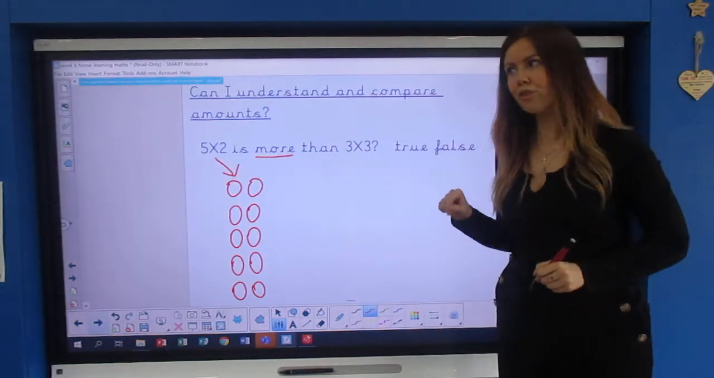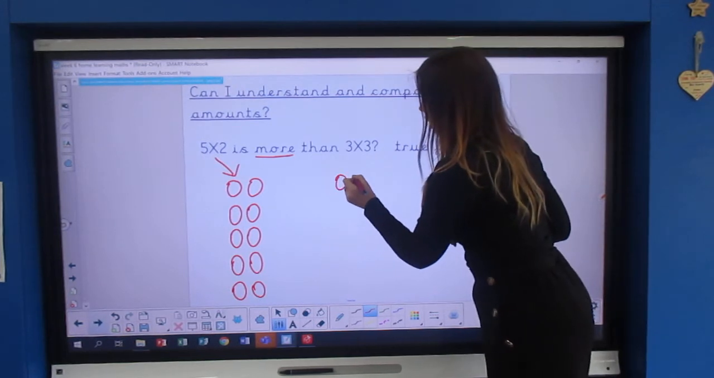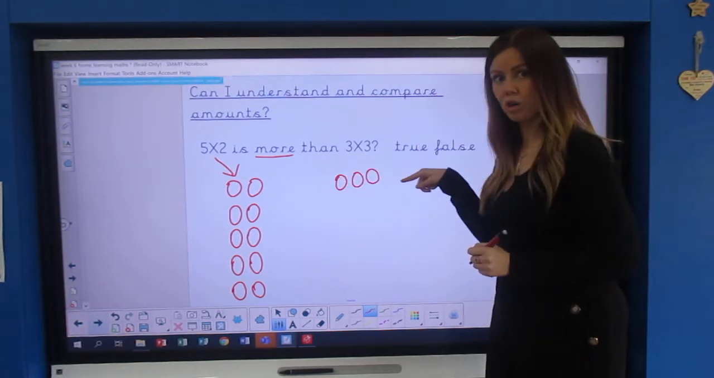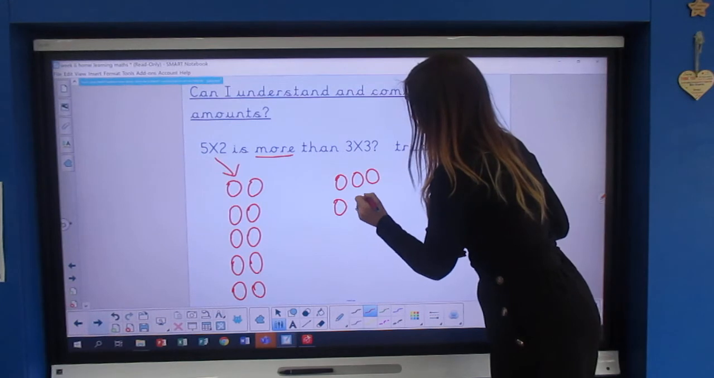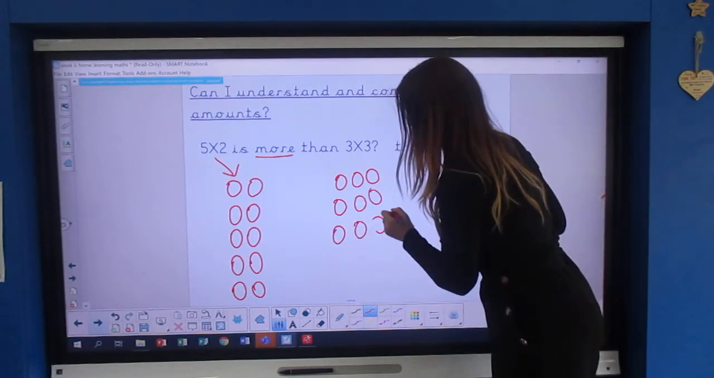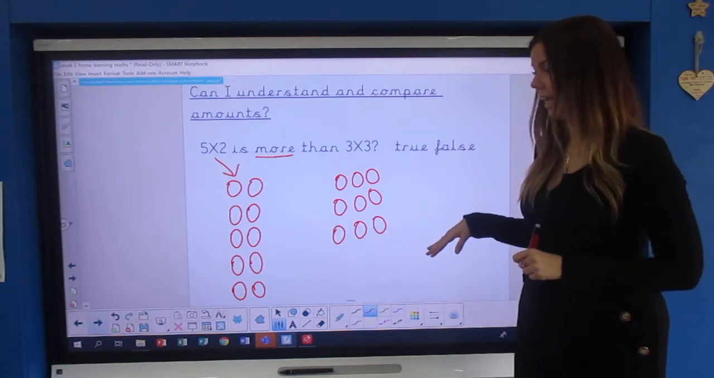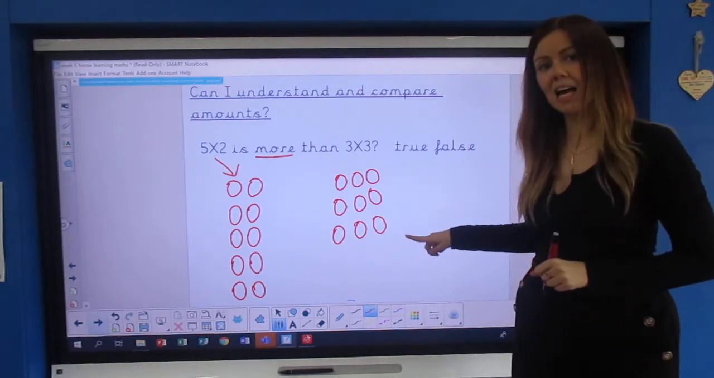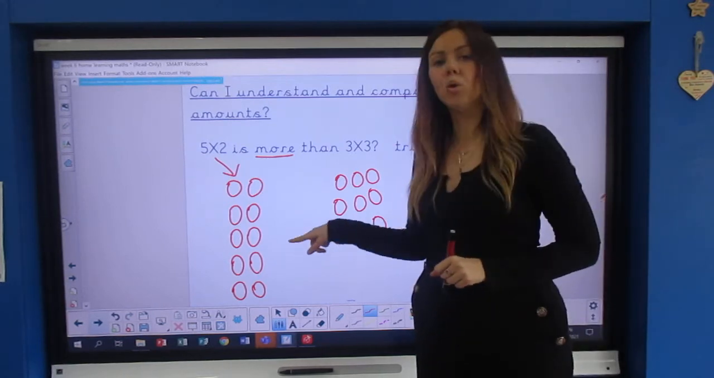Then we can do your 3 lots of 3. So 1, 2, 3, there's 1 group. 1, 2, 3, there's 2 groups. 1, 2, 3, there's 3 groups. Okay, so now you need to find out which one has got more.